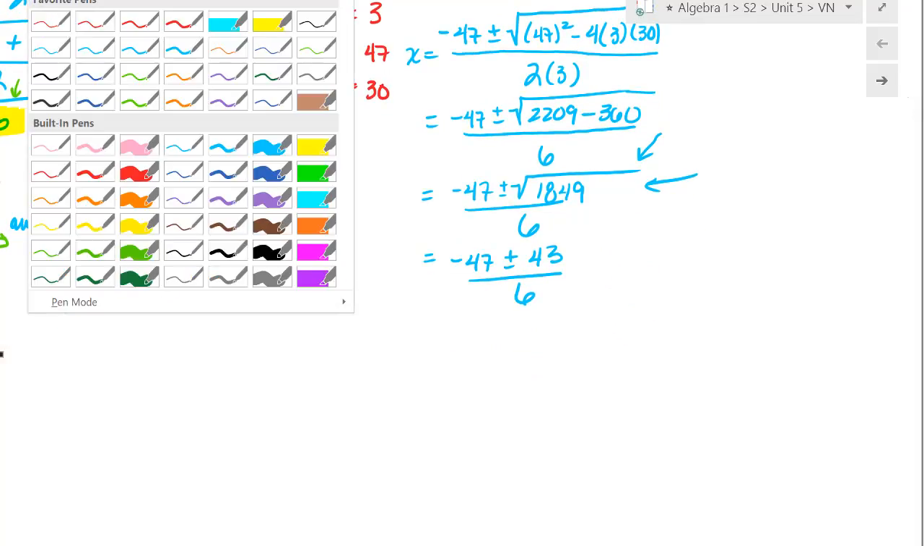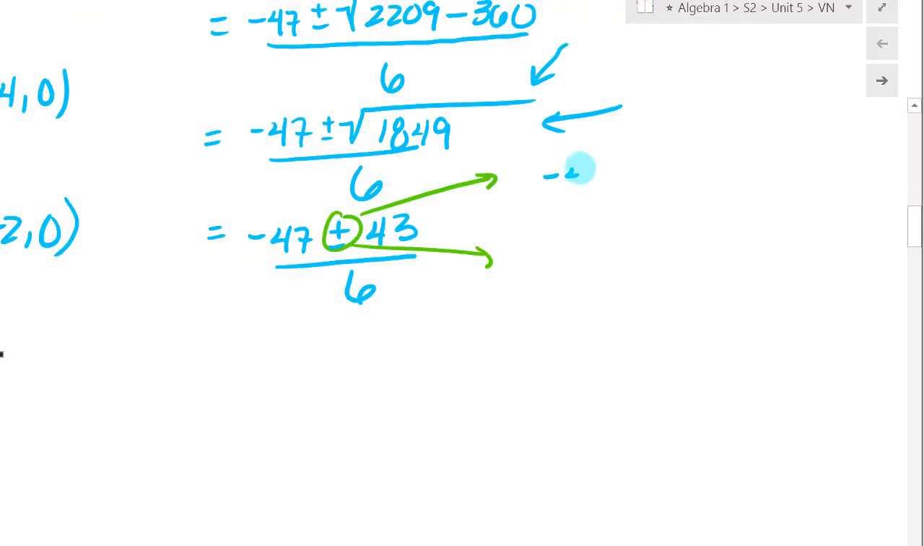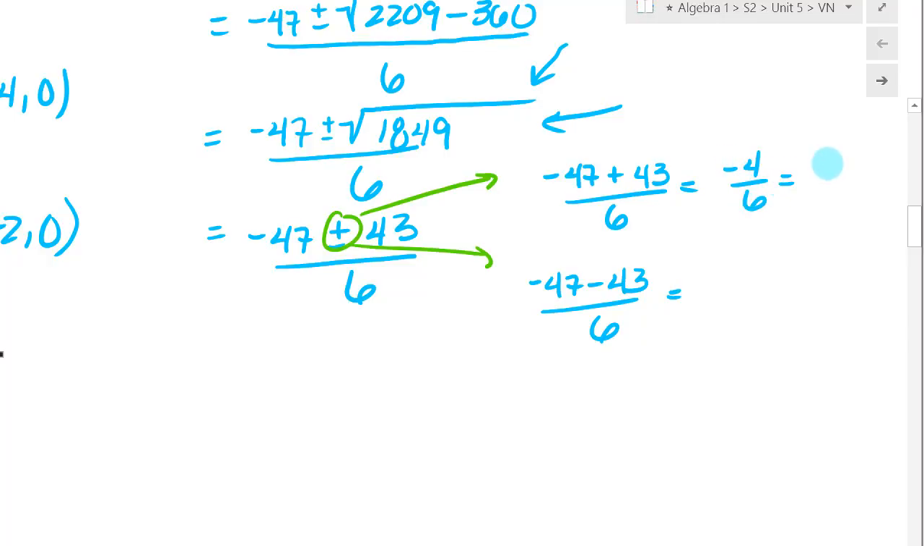Remember, this plus or minus says we're going to have 2 possible solutions that come out of this, both a negative and a positive of that. So we're going to end up with negative 47 plus 43 divided by 6. And it's also going to give us negative 47 minus 43 divided by 6. If we clean those up a little bit, we get negative 4/6, or we'll call that negative 2/3. And if we clean this one up, we end up with negative 90 over 6, which cleans up to be negative 15.